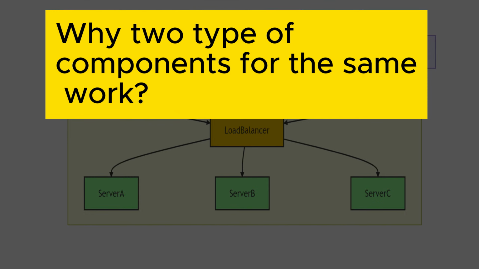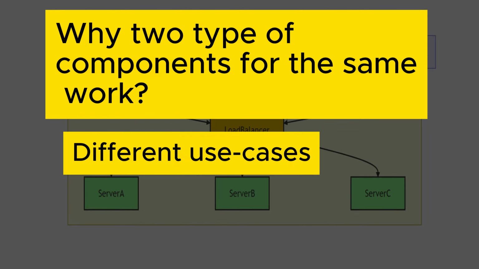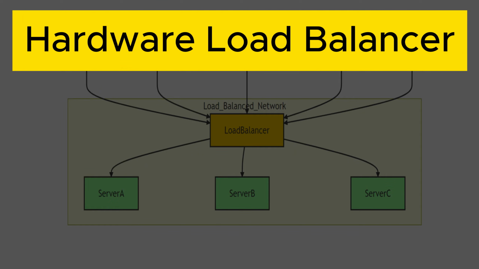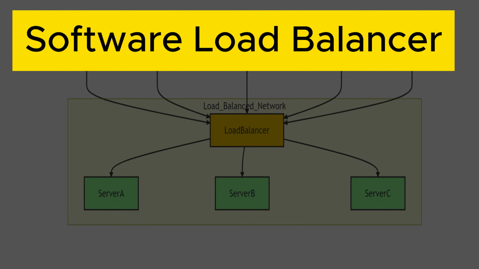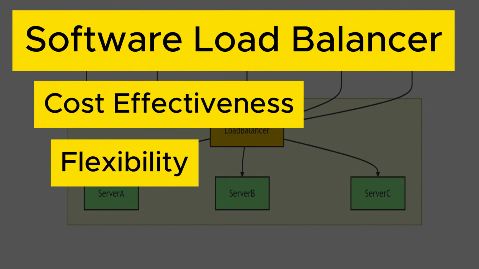But why do we have two different kind of load balancers for the same work? They mainly differ in their use cases where traffic volume and flexibility is the key. Hardware load balancers are suitable for large data centers where high performance and security is critical. Software load balancers, on the other hand, are ideal for small to medium sized businesses where cost effectiveness and flexibility are more important. They can be easily scaled and adapted to the changing requirements too.